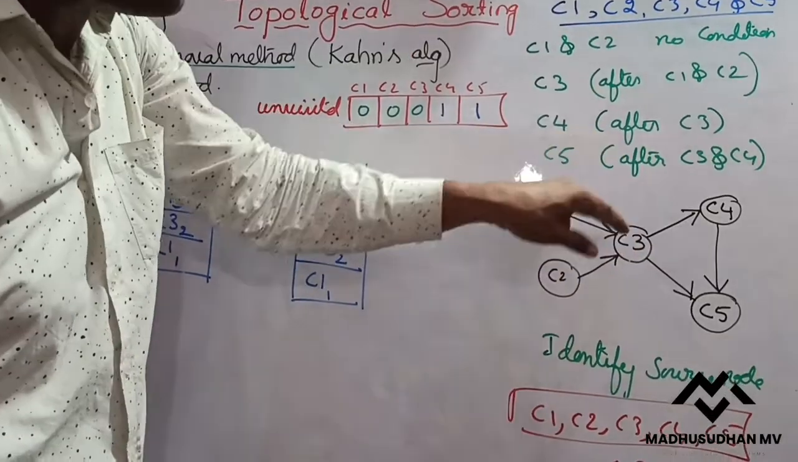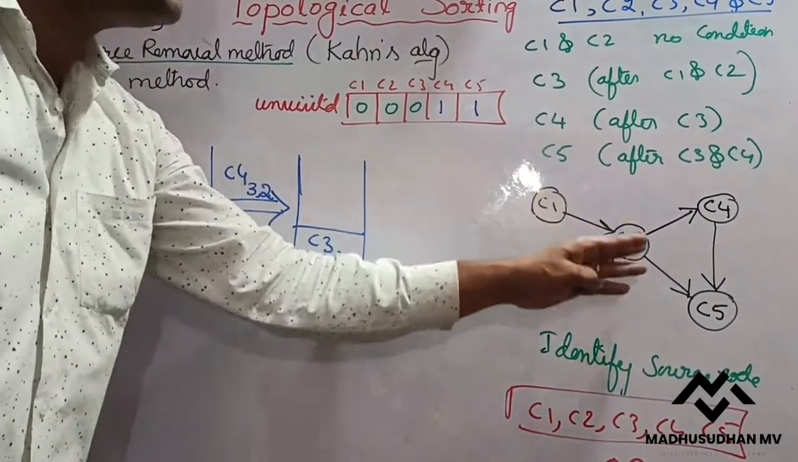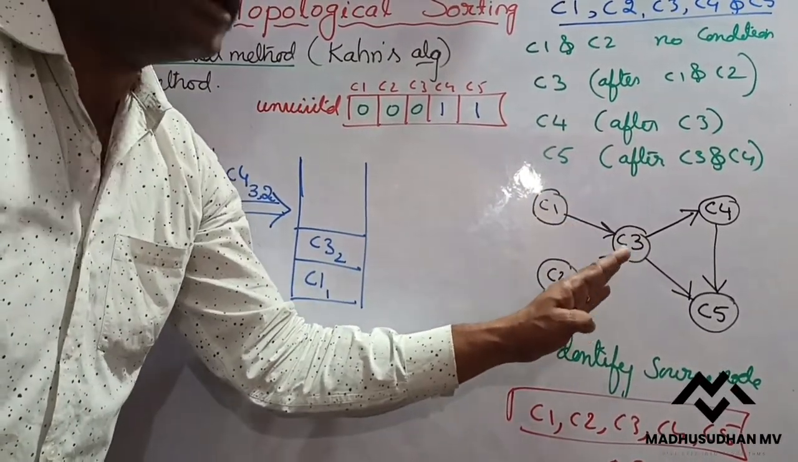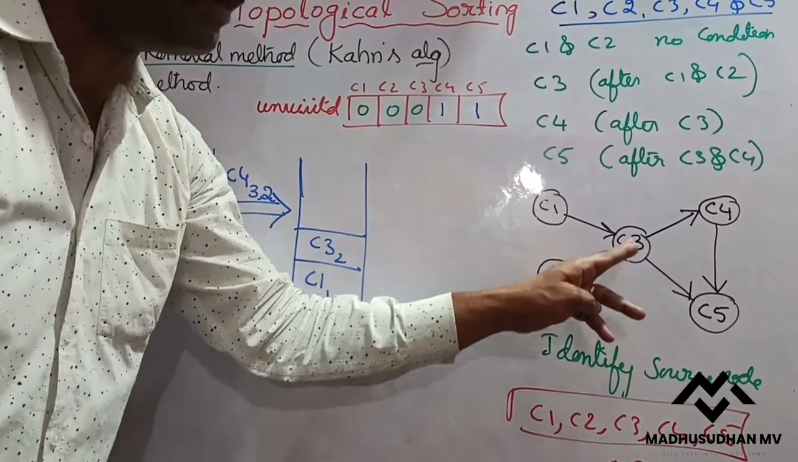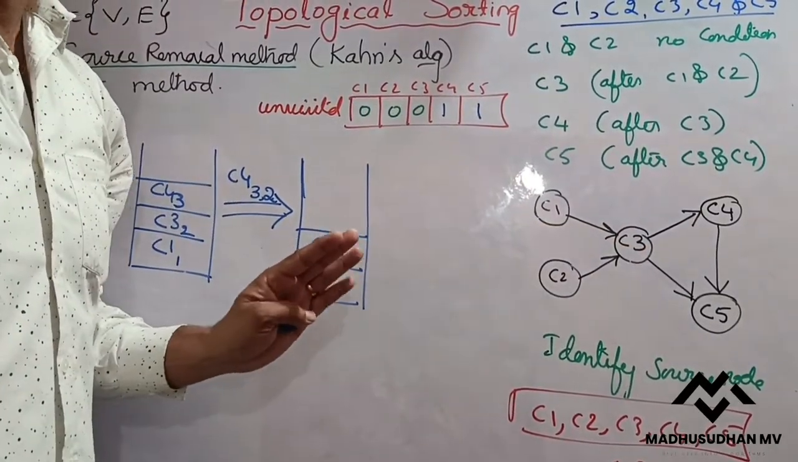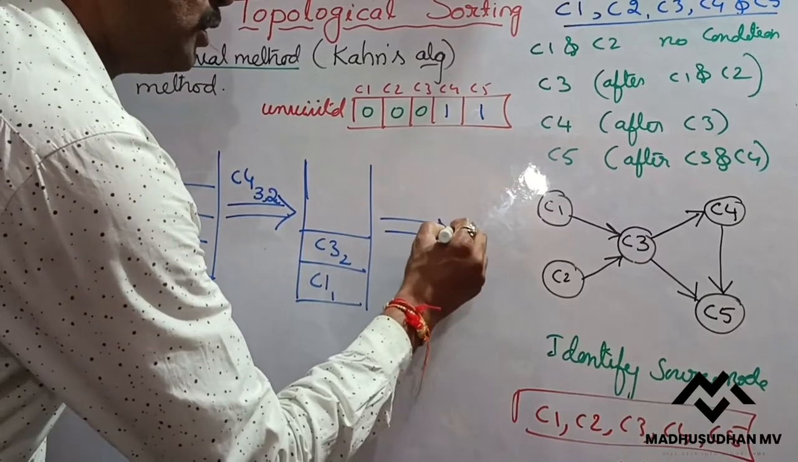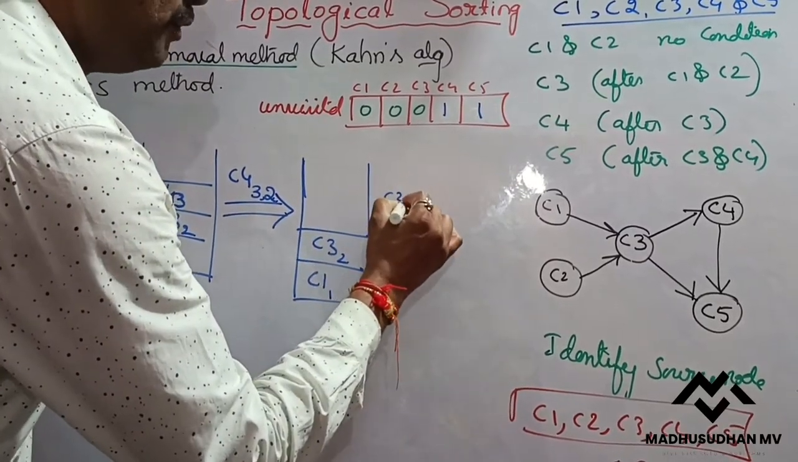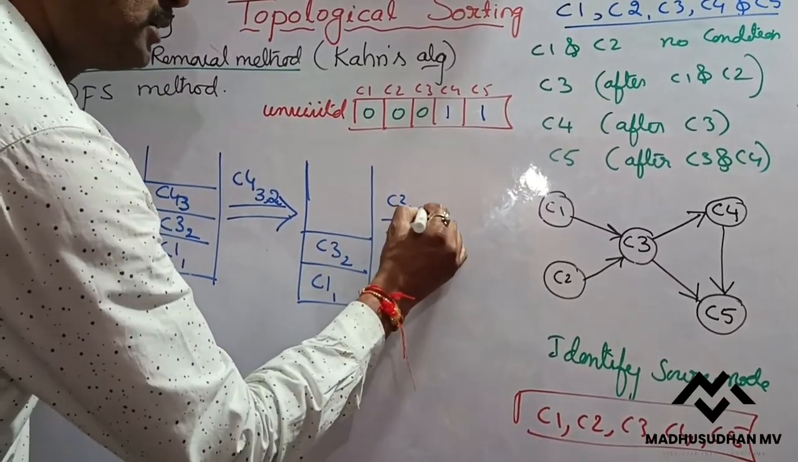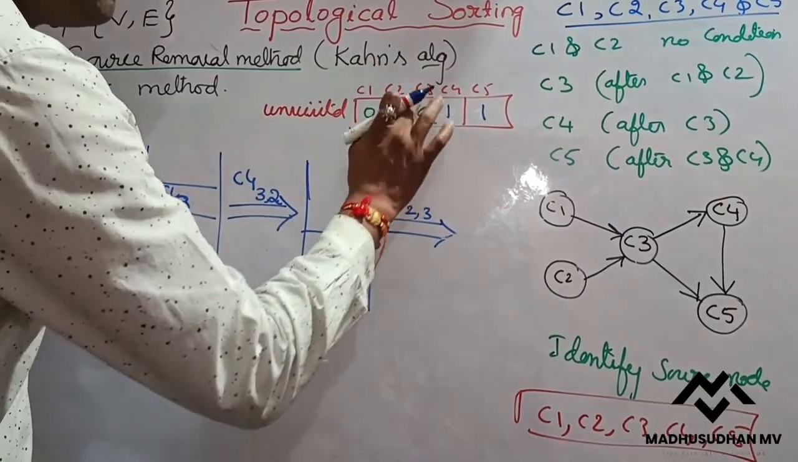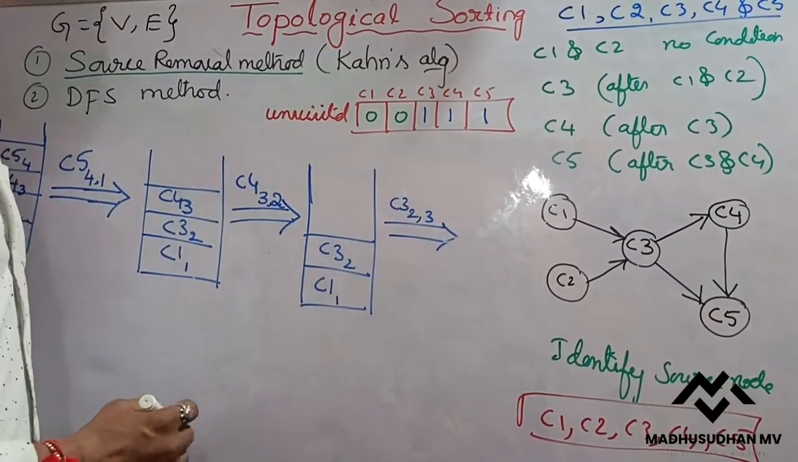Suppose there were some other nodes, then I would have to push them. But in this example, there is no other node, so I cannot go to any other node. That means C3 is also a dead end node. So again you pop out course 3, which is the second one I pushed, but the third one I'm popping out. Since I'm popping this, I'm making this also visited.